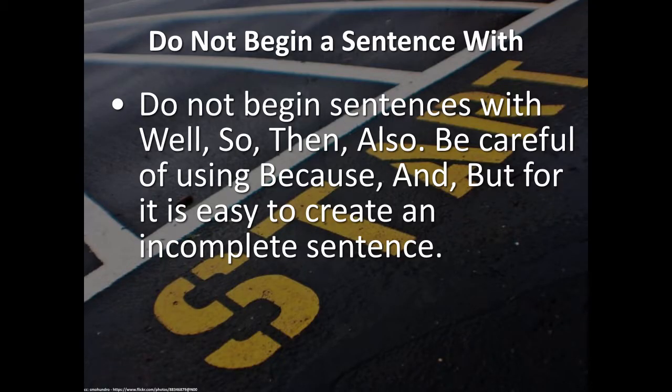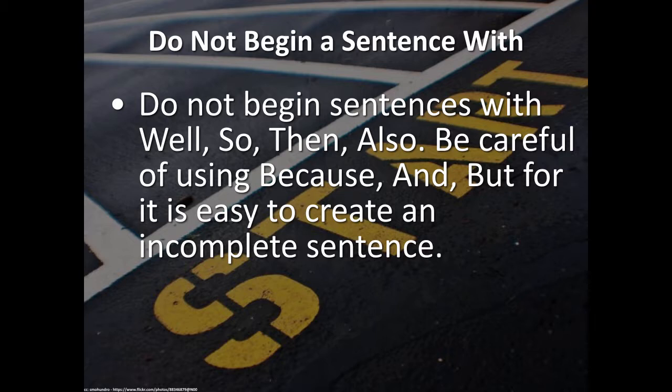Please don't begin sentences with well and well, because that's kind of like a casual thing we say. Don't begin with a conjunction like so, and, or but, because those conjunctions are meant to glue two things together, and you would never put glue on one side of a piece of paper. You'd put glue between two pieces of paper. So use those in the middle.